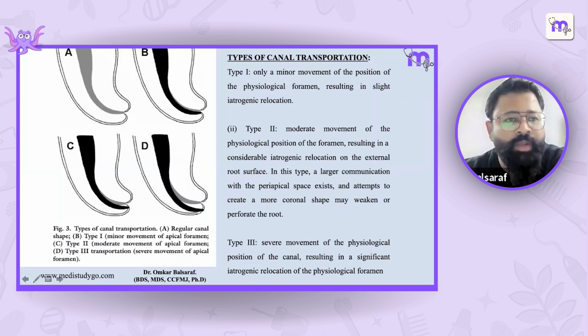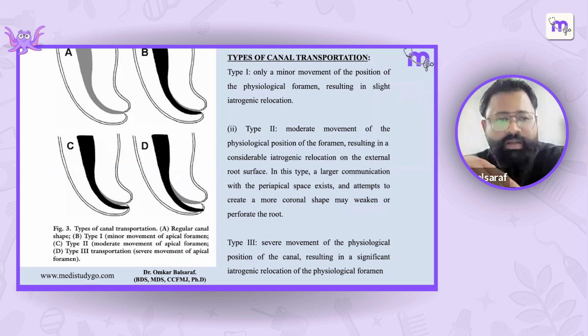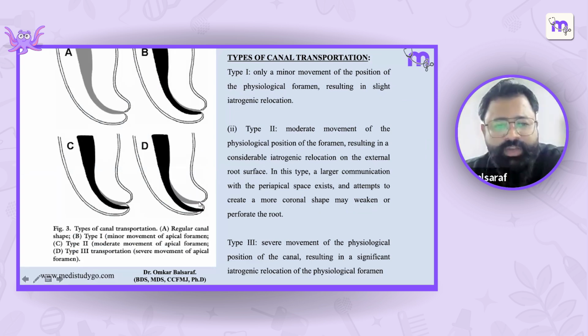As we mentioned, this is the normal canal, as you can see in gray. In B, you can see a minor amount of canal transportation, that is type 1. In type 2, you have moderate movement of the apical foramen. So this is the apical foramen, and this is your prepared canal. This is called canal transportation, wherein your canal is getting transported from the apical foramen and you are making some other non-physiological access to that area. And in the deep picture, you can see a severe movement of the apical foramen, and this needs a corrective surgery basically.